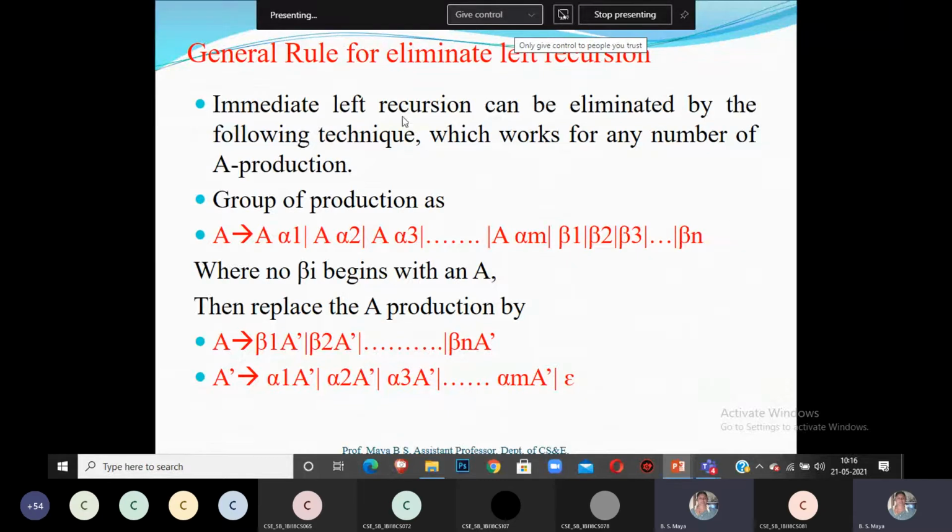Please copy down. Immediate left recursion can be eliminated by the following technique, which works for any number of A productions. Group the productions as A derives A alpha 1, A alpha 2, A alpha 3, and so on up to A alpha m, beta 1, beta 2, beta 3, up to beta n, where no beta i begins with A.